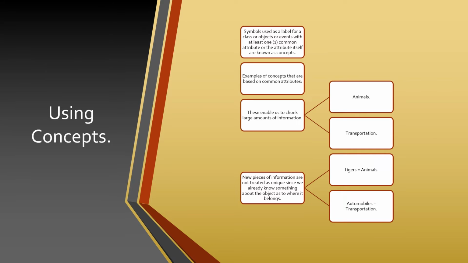So if I say tiger, you obviously know a tiger is not part of a transportation system. I'm sure some people may try to ride a tiger, not sure how well it will turn out for them, but we know that tigers belong in animals, and same with automobiles. If I say an automobile, you know that that goes into the category of transportation. So we are able to take things that may come up as new, and we can say, oh, well, that belongs in that category.